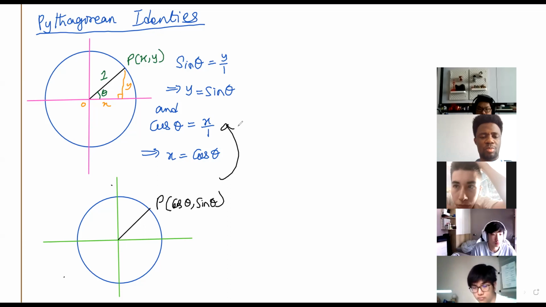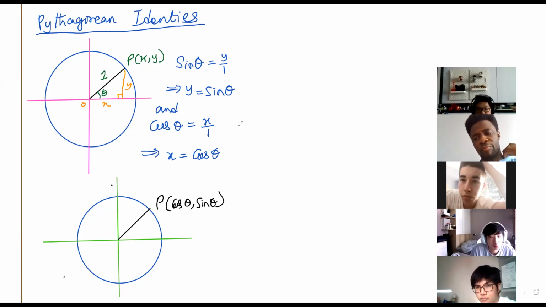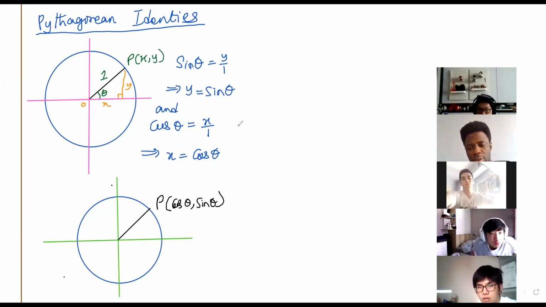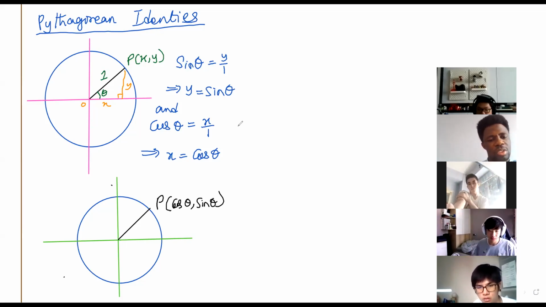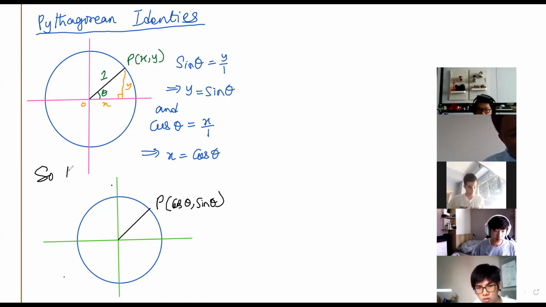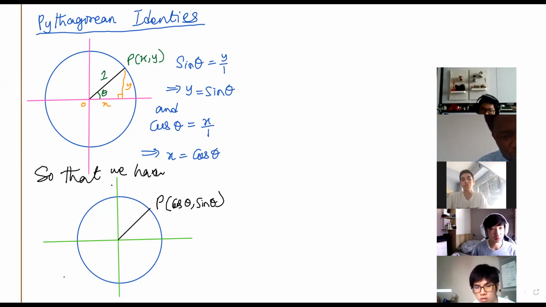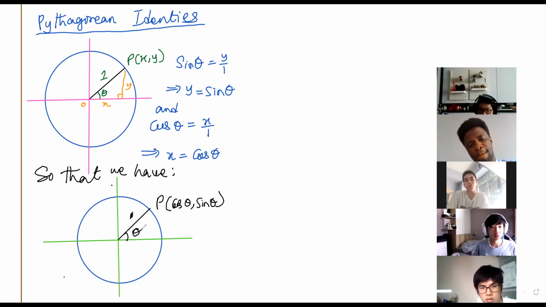Okay, I think even in your textbook it's written like that, but this is Y. So it's just like starting from a unit circle with center origin, those coordinates x, y can be expressed in terms of sine and cos. So I can say, so that we have this. Okay, now this is still your theta.